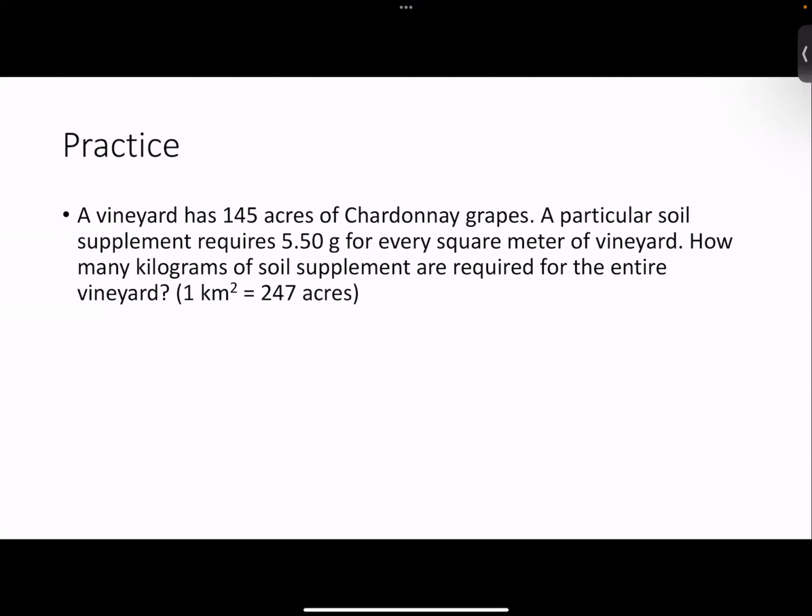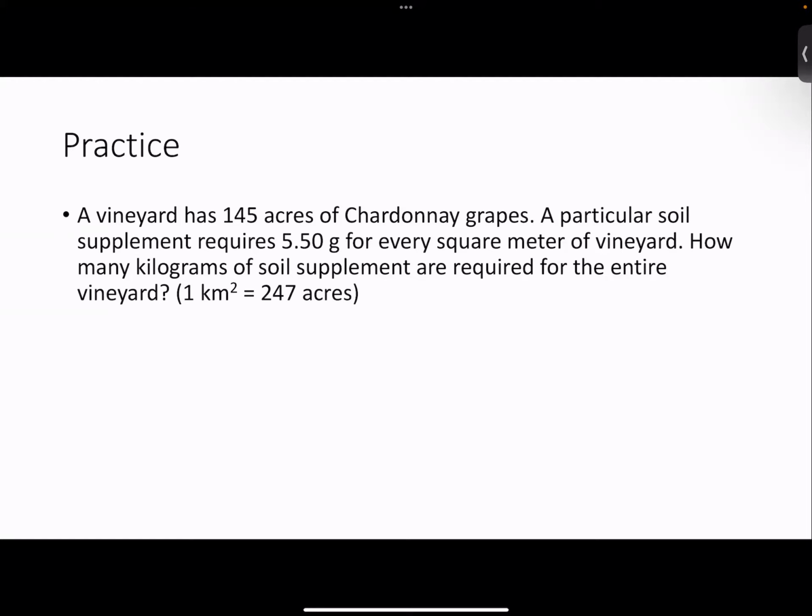A vineyard has 145 acres of Chardonnay grapes. A particular soil supplement requires 5.50 grams for every square meter of vineyard. How many kilograms of soil supplement are required for the entire vineyard? 1 kilometer squared is equal to 247 acres.